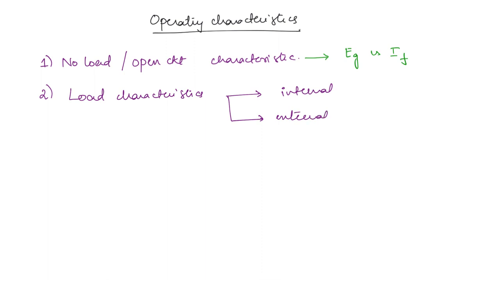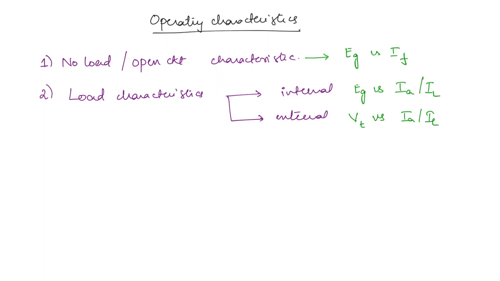So what is this differentiation? The internal characteristic is the plot of the internal generated voltage versus the armature current or the load current. You can take either of them. And the external characteristic is the terminal voltage versus the armature or load current. So in the first characteristic, there is no load connected. That's why it's called no load or open circuit characteristic. Second, it is called load characteristic because this is when the load is connected, and we see the variation of the internal generated voltage and terminal voltages.